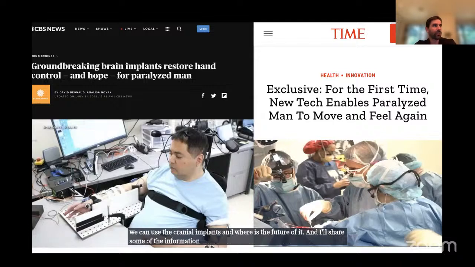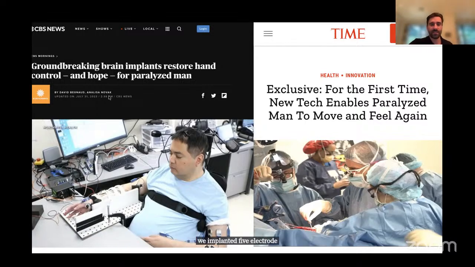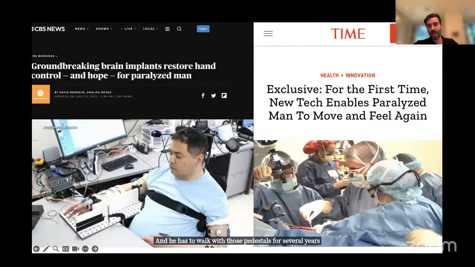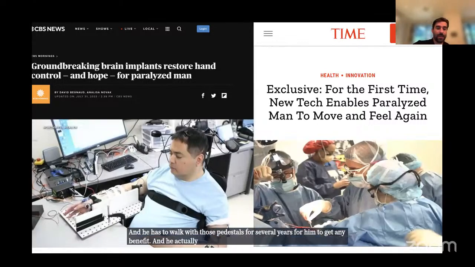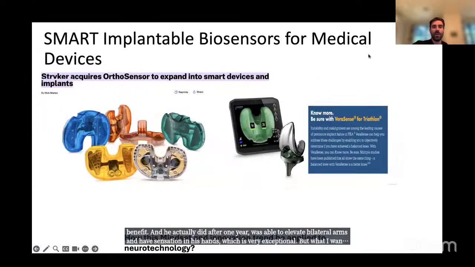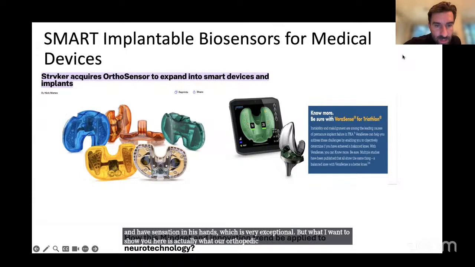I'm very privileged to be participating in BCI, brain-computer interface cases, where this gentleman basically had a spinal cord injury at C5. With this multi-million-dollar, I would say, research team, we implanted 5 electrode arrays in the primary sensory and motor cortex, but those arrays are connected to pedestals, and he has to walk with those pedestals for several years for him to get any benefit. And he actually did. After 1 year, he was able to elevate bilateral arms and have sensation in his hands, which is very exceptional.